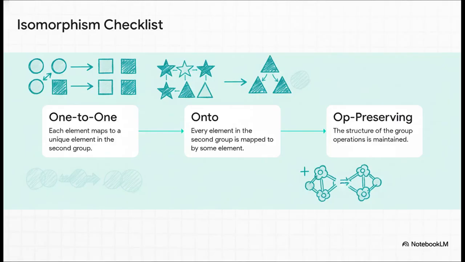First up, the mapping has to be one-to-one. That just means you can't have two different things in your starting group pointing to the same thing in your destination group. Everybody gets a unique partner. Second, it has to be onto. That means every single element in that destination group gets hit. Nobody is left out. But honestly, the third rule is where the real magic is. It has to preserve the operation.